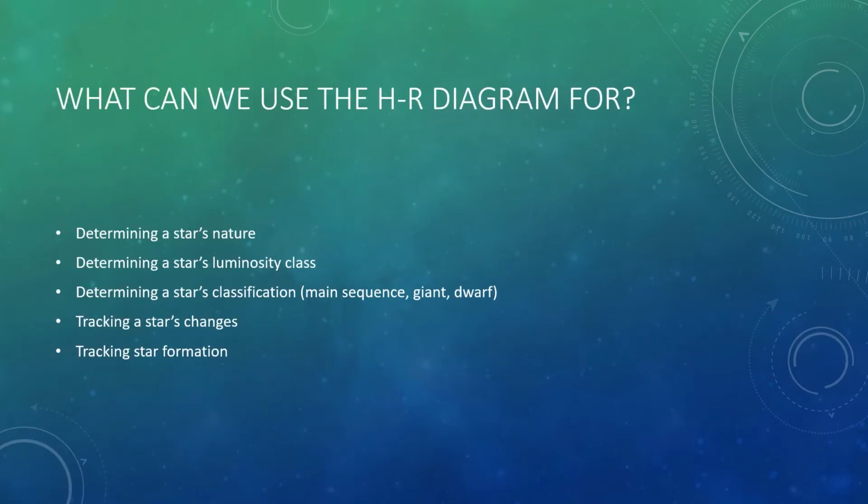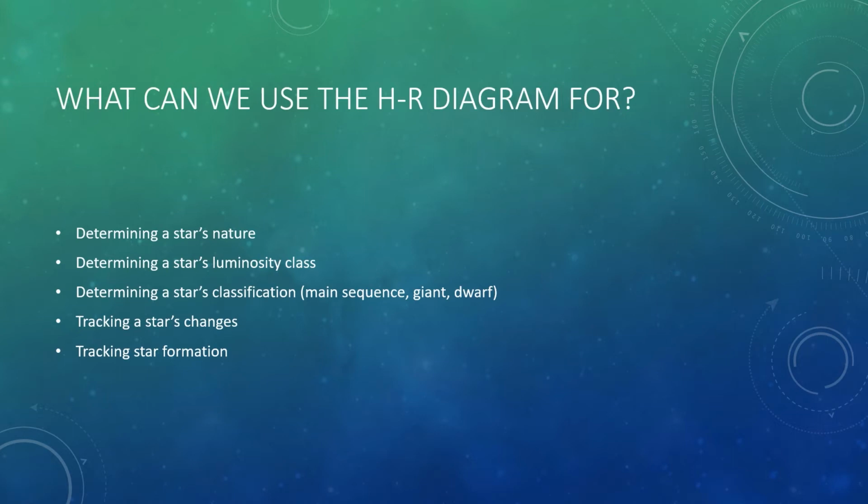What can we actually use the HR diagram for? We can determine a star's nature. We can determine a star's luminosity class. We can determine a star's classification. Is it main sequence? Is it giant? Or is it dwarf? Tracking a star's changes, such as going from a baby to main sequence, to giant, to death, and tracking star formation.